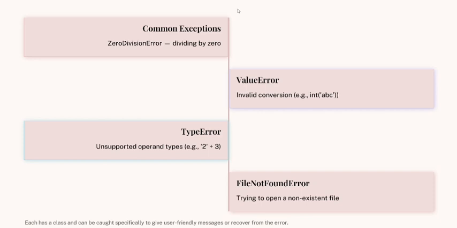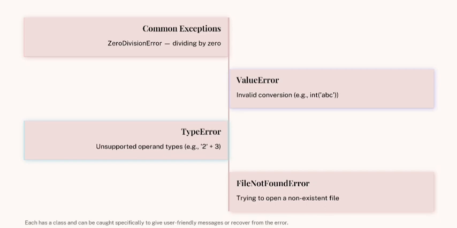Talking about TypeError, the third exception is TypeError. This occurs when we perform an operation on incompatible data types. Here "2" is a string, 3 is an integer. Python cannot add these two different types directly. Therefore, it generates TypeError. To solve this, we need to convert the values into compatible types.